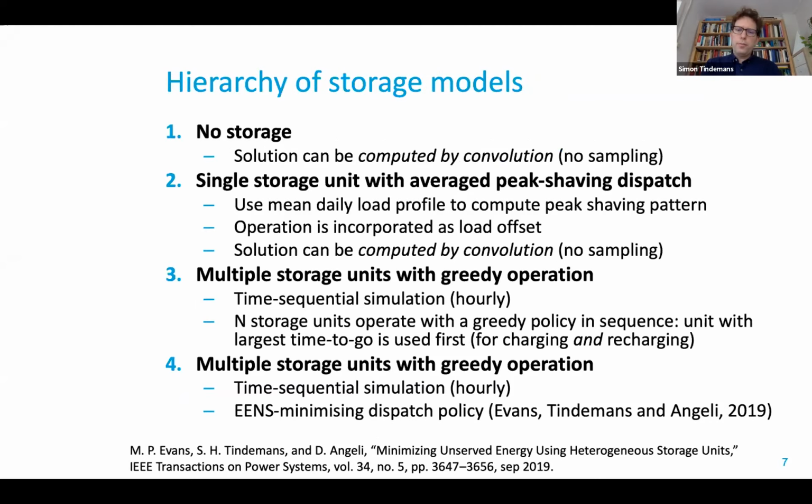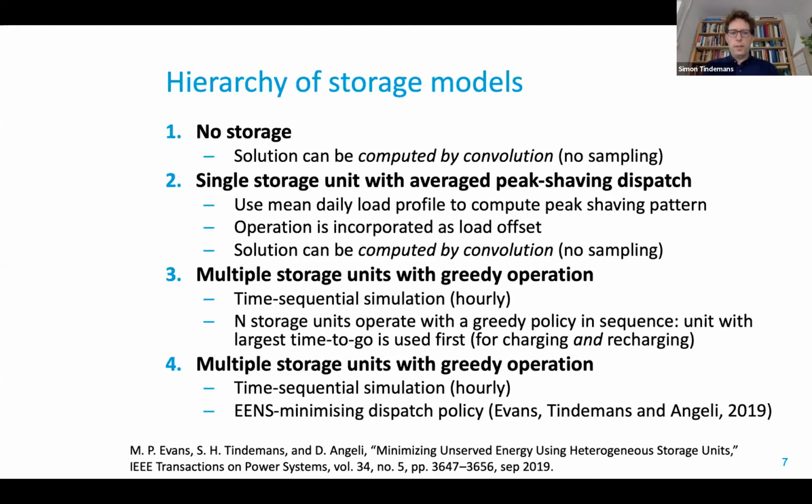And I'm going to use 4 different models here. I don't go into much detail, but let me quickly say there are four kinds of models of varying crudeness. On the one hand, we have the no storage model, where we say, okay, let's forget about storage actually, and let's compute the system adequacy of the system without storage. In this case, we don't need time sequential simulation, and we can simply compute the answer directly by convolution. So we can even skip sampling altogether.